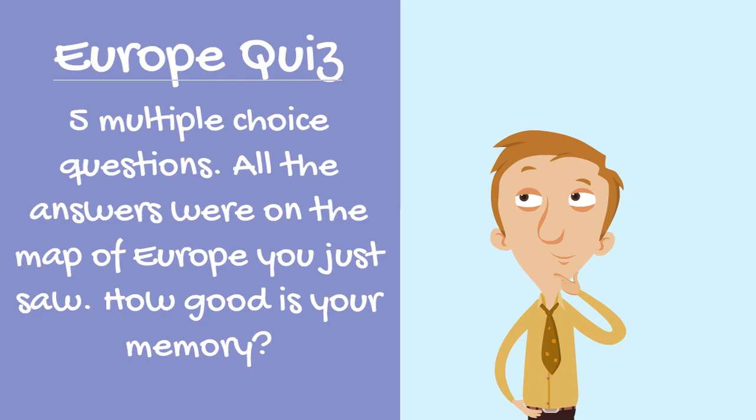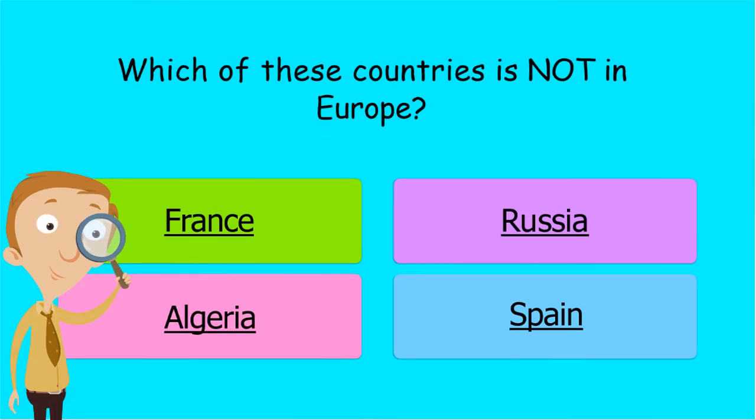Well, I sure hope you memorized that map pretty well, because here comes your European quiz. 5 multiple choice questions. All the answers were on that map of Europe you just saw. Let's test how good your memory is, and how good your knowledge of Europe is. Question 1. Which of these countries is not in Europe? France, Russia, Algeria, or Spain? Pause the video and write down your answer.